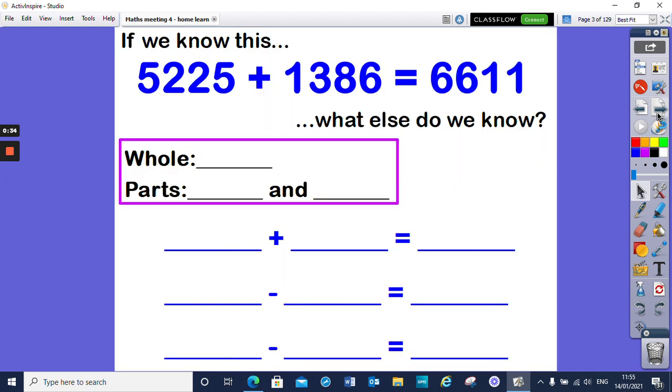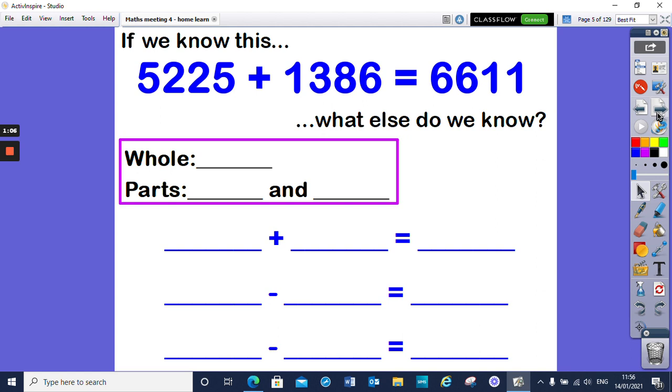Well, let's go. We're going to start with fact families today. If we know this calculation, what else do we know? So the calculation is 5,225 plus 1,386, and that equals 6,611. If we know this, what else do we know? Remember, before you tackle this question, I want you to identify the whole and the parts in the calculation. Okay, pause your video now.